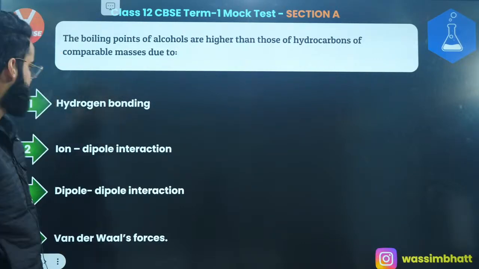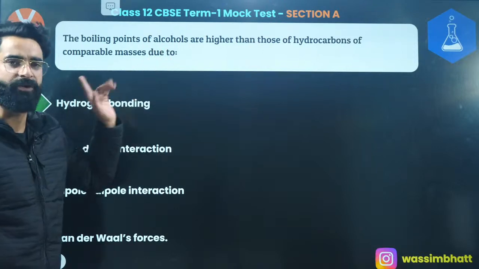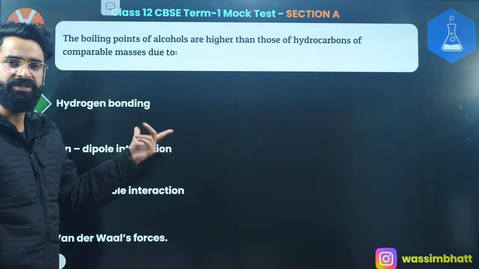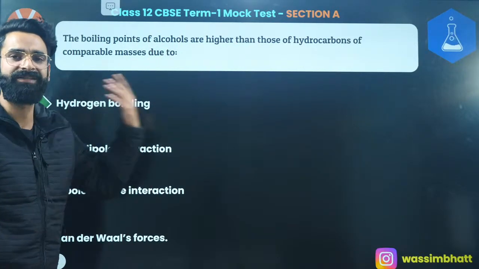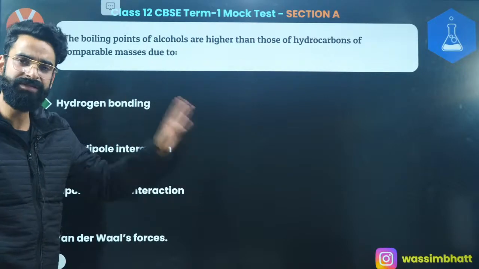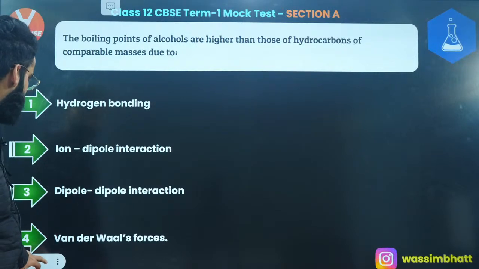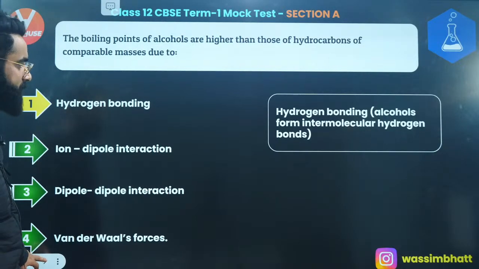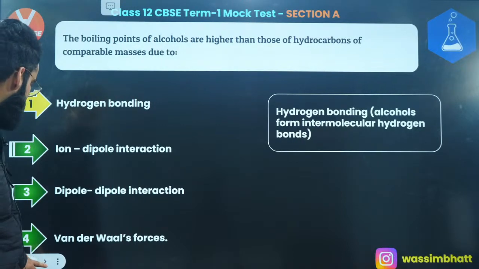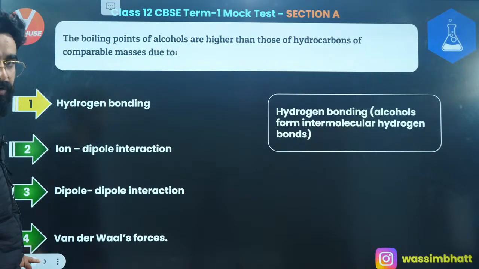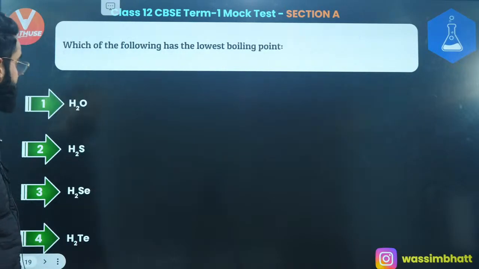So what is going to be the correct answer of this question? It's absolutely going to be hydrogen bonding, by means of which the boiling point of alcohols will be higher than that of the hydrocarbons having the comparable masses. So option one is absolutely the correct answer. Majority of the students have given the correct one. Absolutely good, guys. Wonderful. Exactly. Hydrogen bonding. Yeah. They form intermolecular hydrogen bonding, right? Due to intermolecular hydrogen bonding, the boiling point of alcohols will be more.